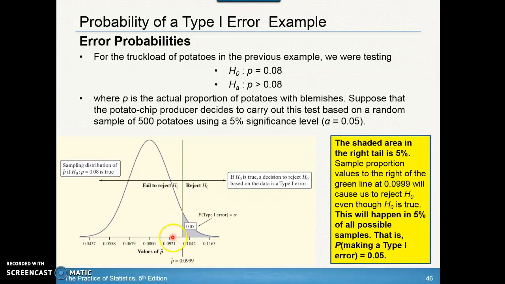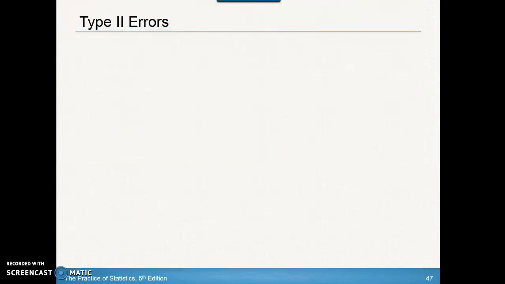Sample proportions to the right of the green line over here will cause us to reject the null even when it's true. So basically it's like saying this is going to happen in 5% of all possible samples. So since I'm rejecting it 5% of the time, in 5% of all possible samples, then I have a 5% probability of making a type 1 error.